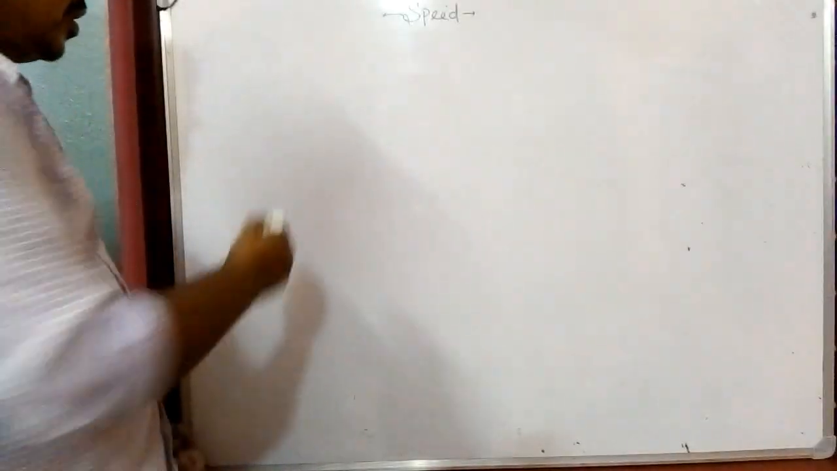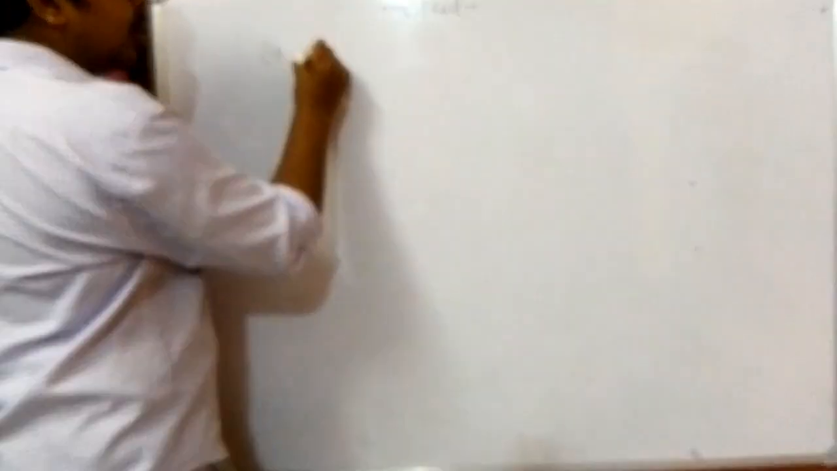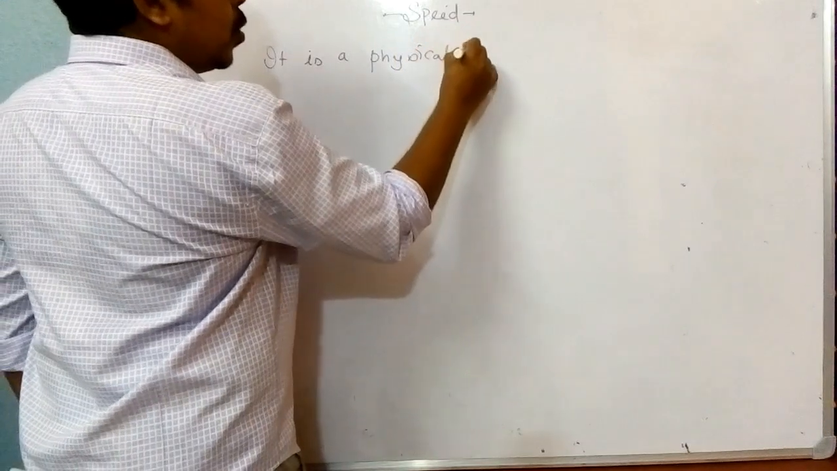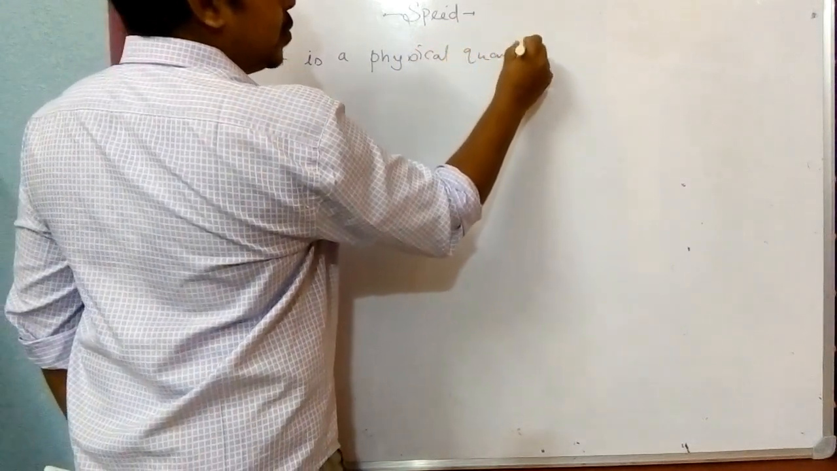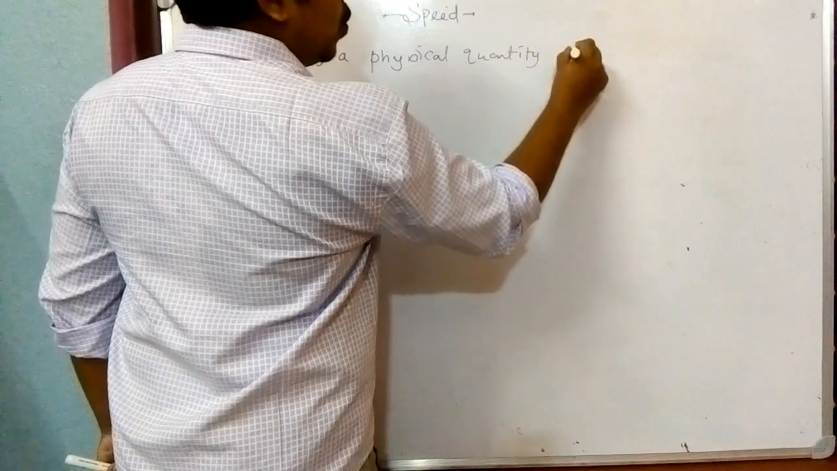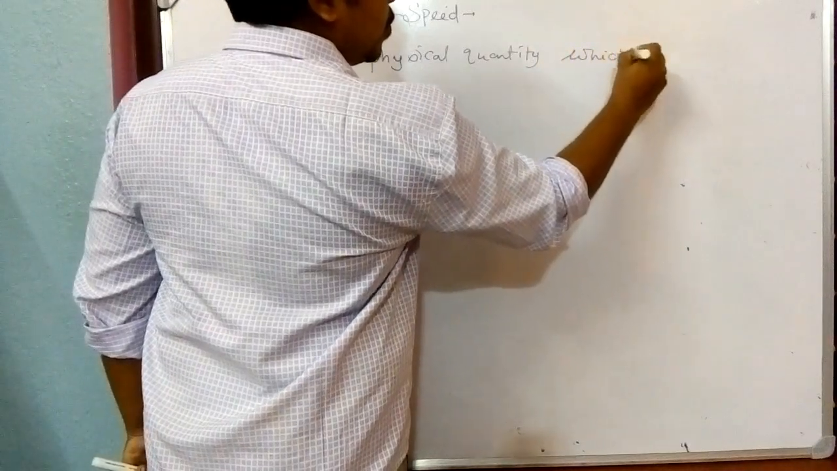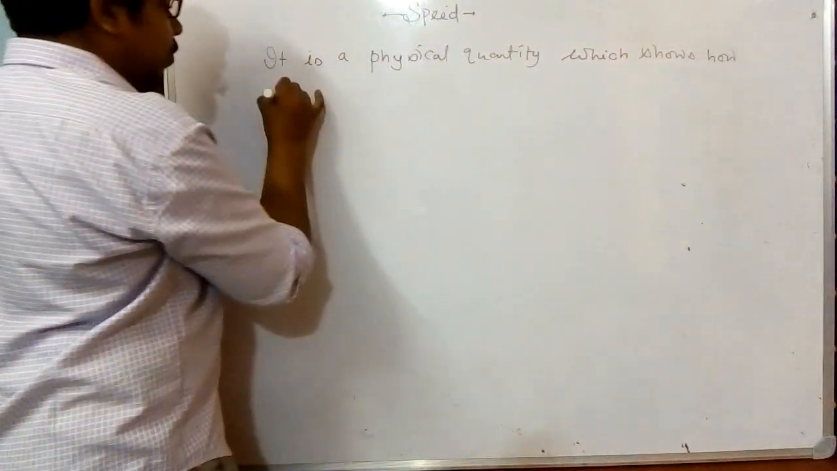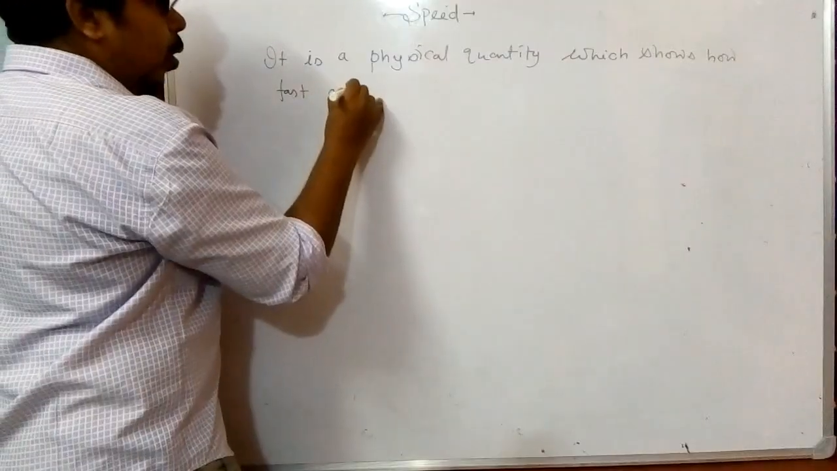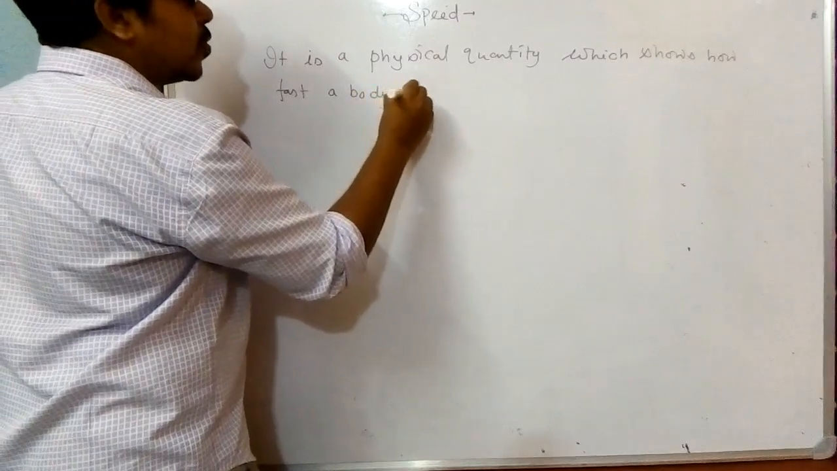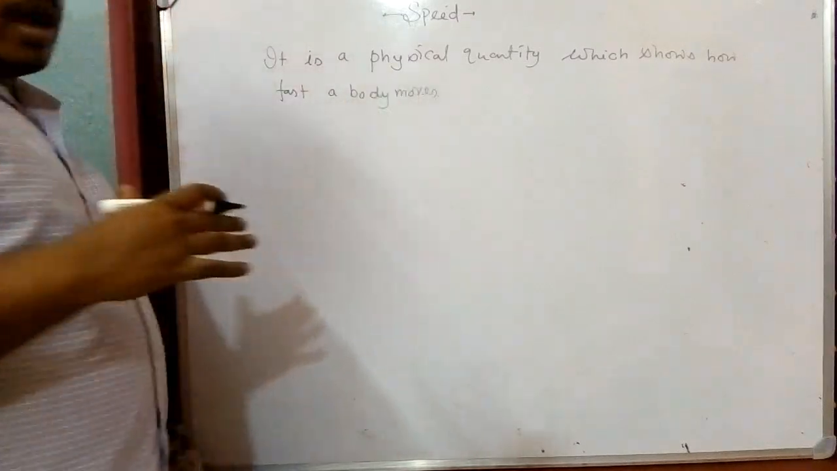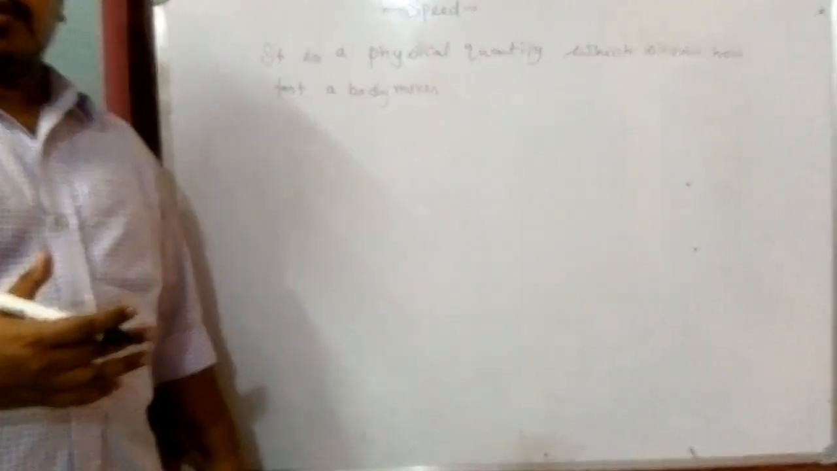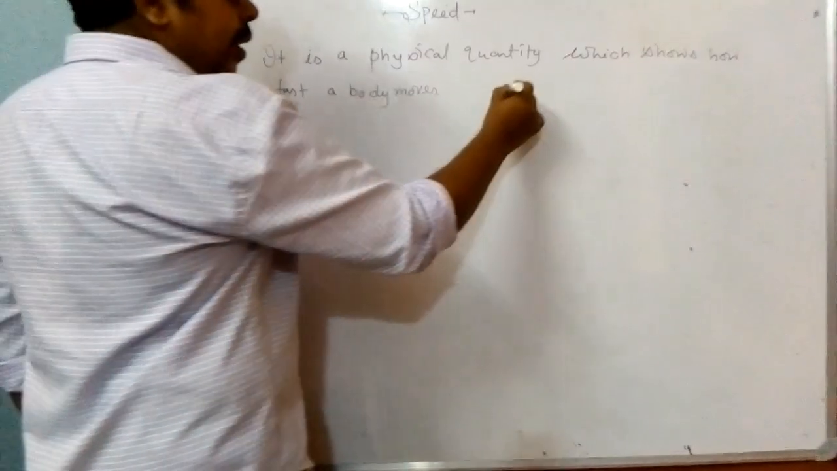And what does it tell? It is a physical quantity which shows how fast a body moves. So how fast a body moves, that can be shown by speed. We have seen it earlier also. So let's see an example.